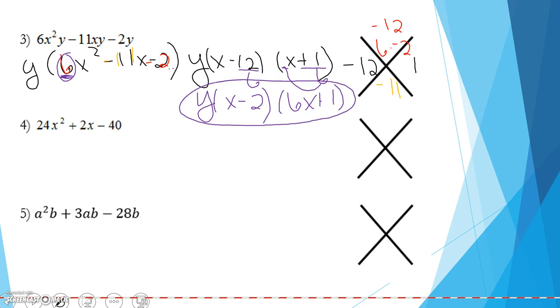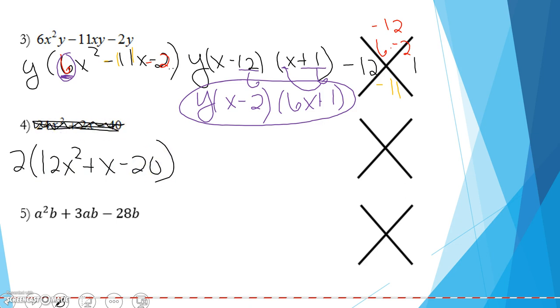So for the next one, I look for a GCF. It does have a GCF. The GCF is 2. I divide everything by 2, 12x squared plus x minus 20. I now no longer need that first problem. So then I need to do my slide and divide. So I take the first number, which is 12. I multiply by the last number, -20. So 12 times -20 is a big number. It's -240.